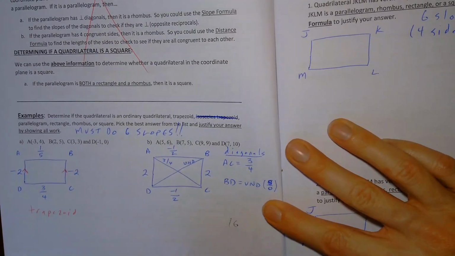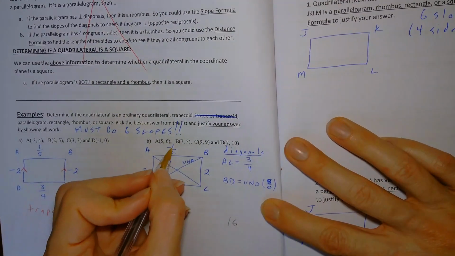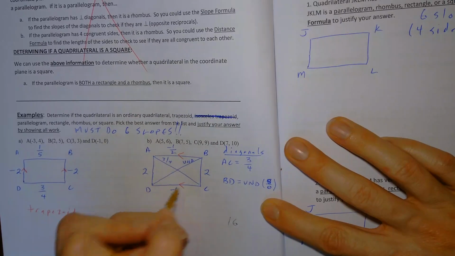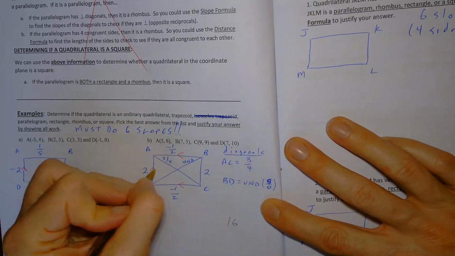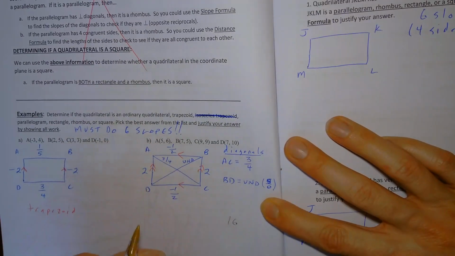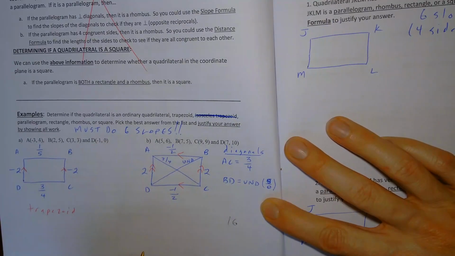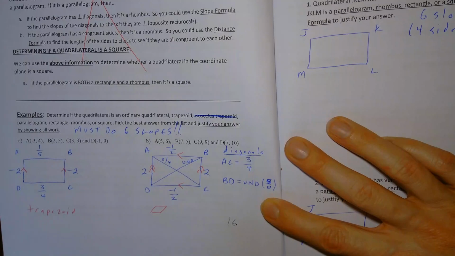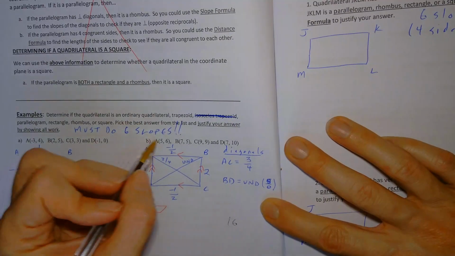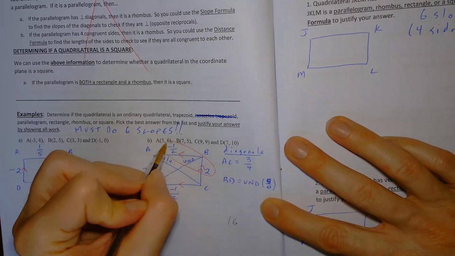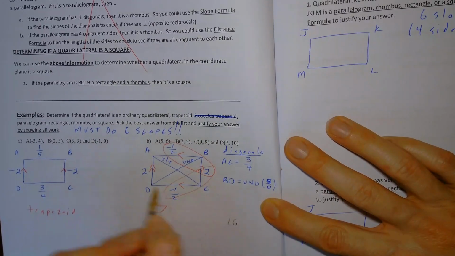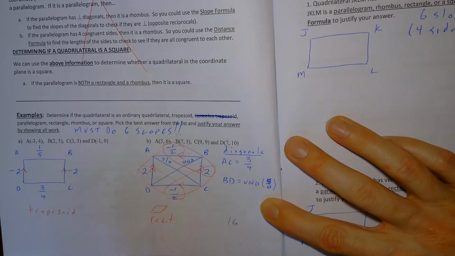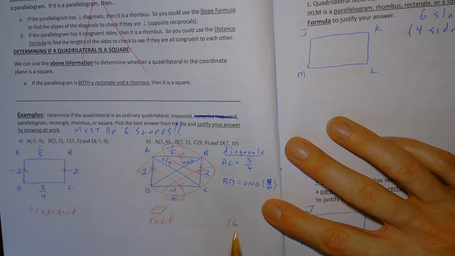Okay, so let's look at this one. We have -1/2 and -1/2. Those are parallel. We have 2 and 2. Those are parallel. Now we have both sets of opposite sides parallel, so we know it's a parallelogram. But could it be more? It might be a rectangle. So let's look at the corners. The corners are opposite reciprocals in all 4 corners. That means we know it's a rectangle. But could it be more? It might be a rhombus.